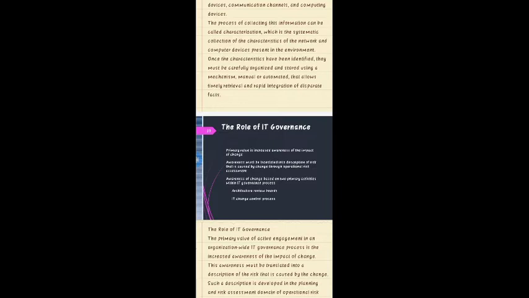The role of IT governance. Primary value is increased awareness of the impact of change. Awareness must be translated into a description of risk that is caused by change through operational risk assessment. Awareness of change is based on two primary activities within the IT governance process: architecture review boards and the IT change control process.